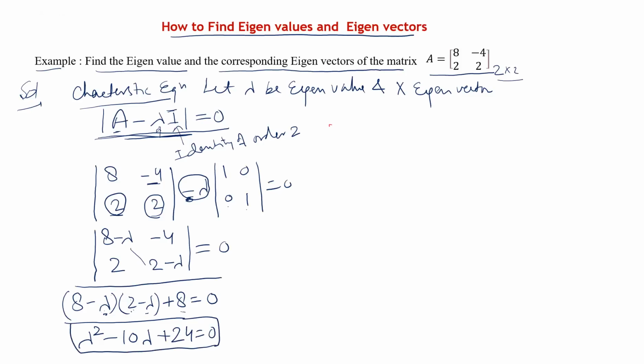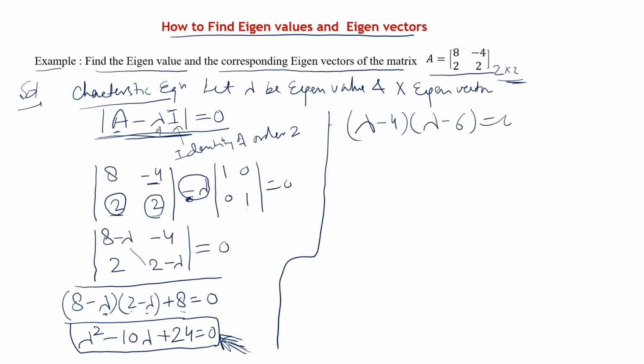So this is a characteristic equation. If the matrix is of order 2 cross 2, we get an equation of order 2. Now when we solve that equation, or find the roots of that equation, what do we get? We can write that equation as lambda minus 4 and lambda minus 6. We get two factors, that is lambda minus 4 and lambda minus 6.